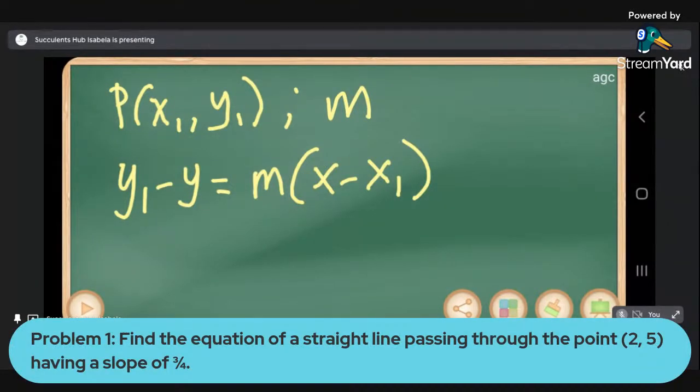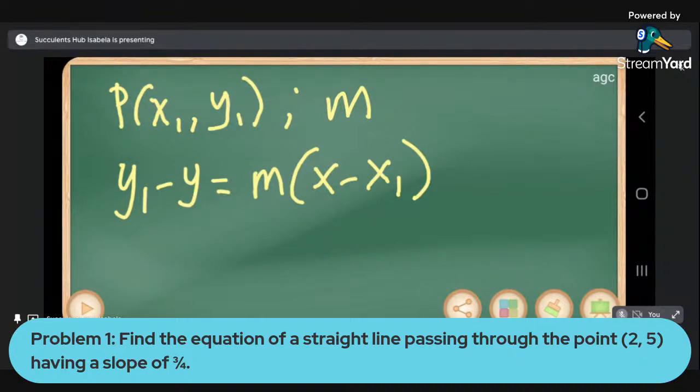Okay, so this one is very simple. Problem 1, find the equation of a straight line passing through the point 2, 5, having a slope of 3/4. So here you have a point that is part of the line. Pag nabasa nyo yung passing through the point, ibig sabihin that point is part of the line. We can only make use of a point that is part of the line or that is on the line, okay? A point that will satisfy the equation. And then there's a slope of 3/4.